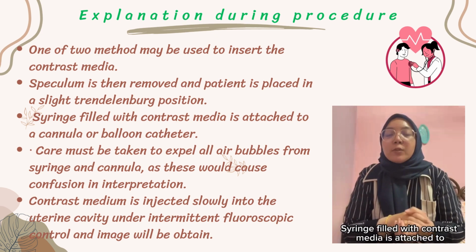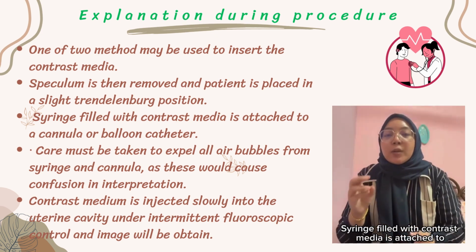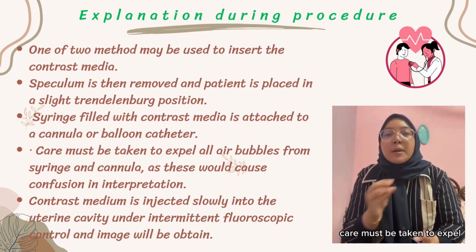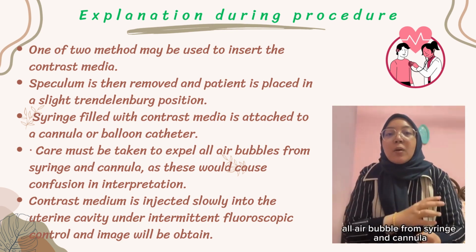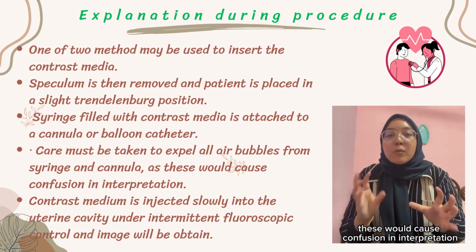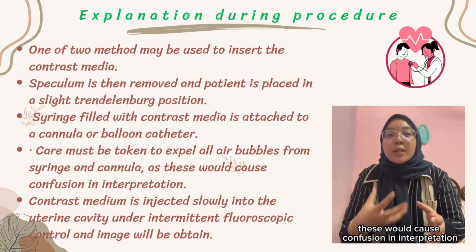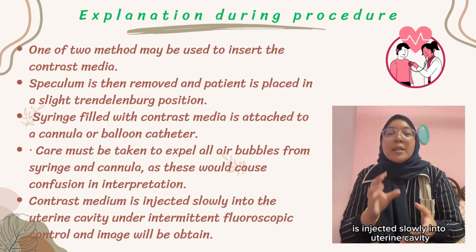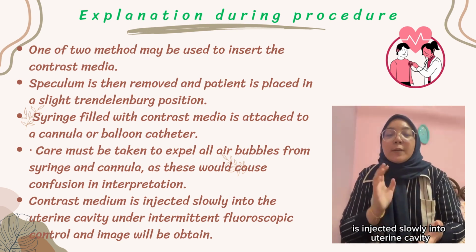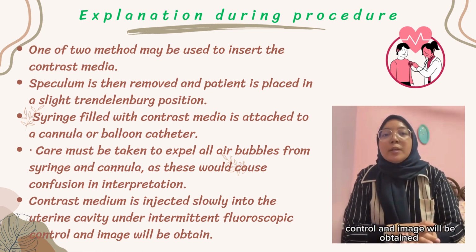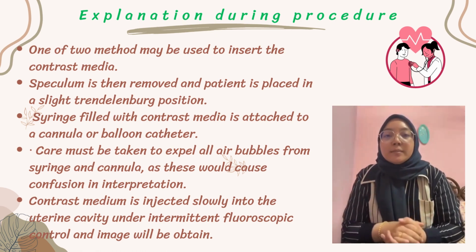A syringe filled with contrast media is attached to a cannula or balloon catheter. Care must be taken to expel all air bubbles from the syringe and cannula, as they will cause confusion in interpretation. Contrast medium is injected slowly into the uterine cavity under intermittent fluoroscopic control and images will be obtained.